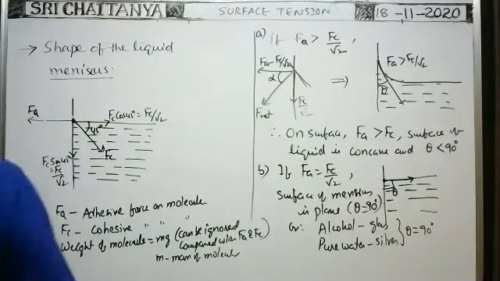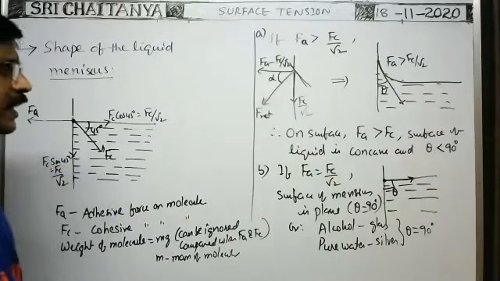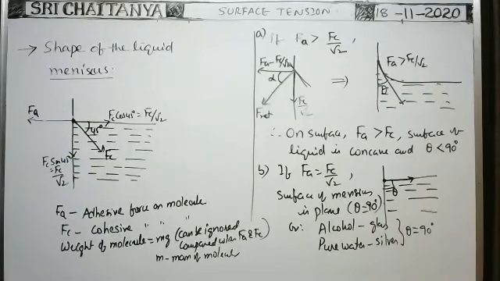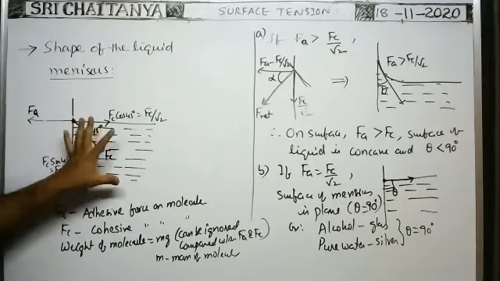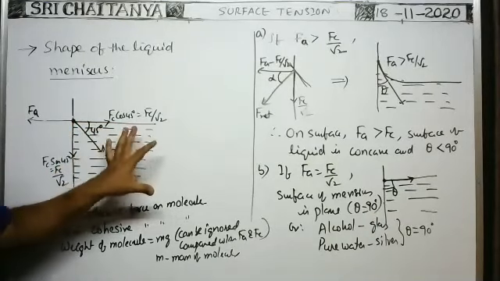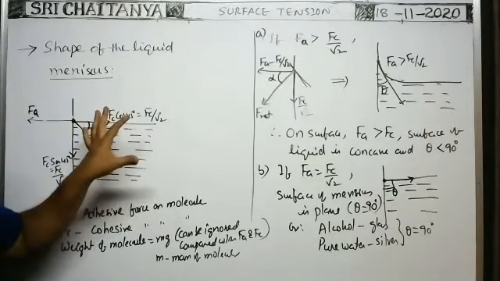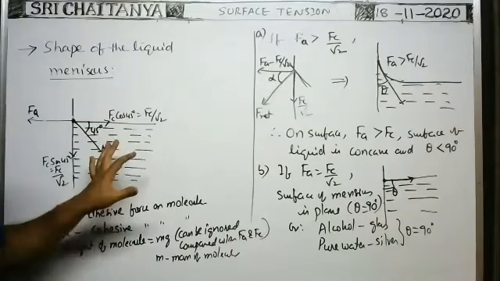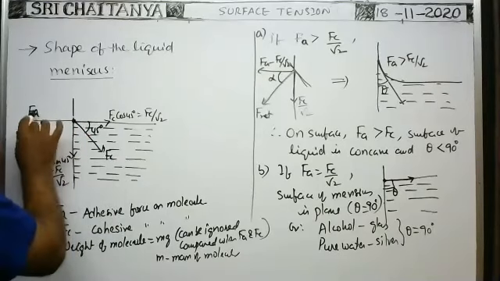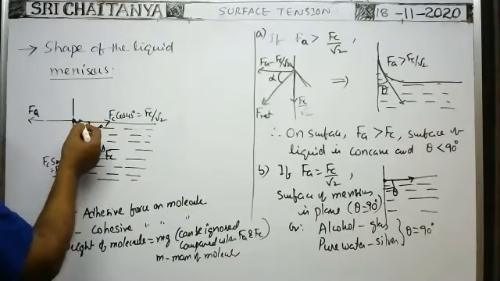Suppose the temperature increases. What happens here? You tell me. If temperature increases, the liquid expands. When the liquid expands, the distance among the molecules increases. Whenever the distance among the molecules increases, the coercive force decreases. When the coercive force decreases, whenever Fa is greater than Fc cos 45, the net force is in this direction.